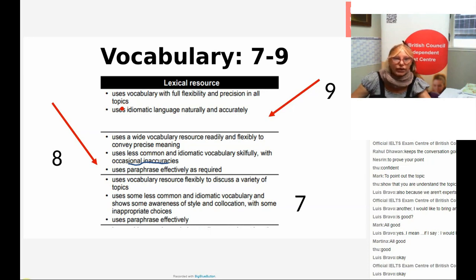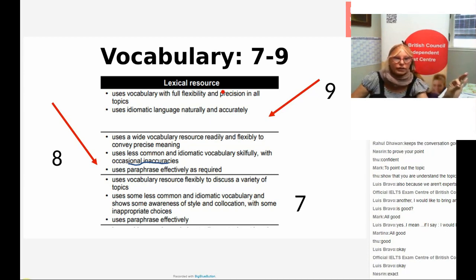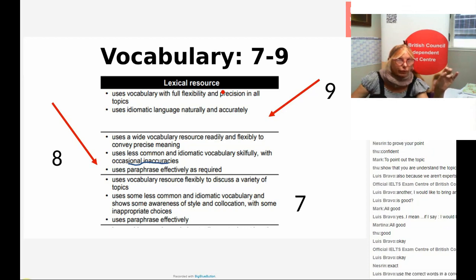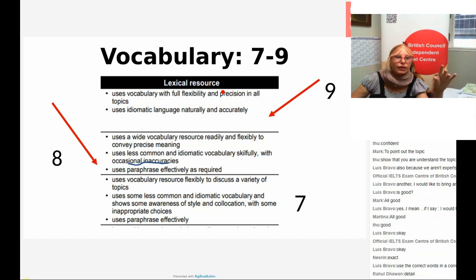So it shows that as you become more and more proficient and competent at using English, basically you are able to be completely flexible with your vocabulary, flexible and precise. What does precise mean? What do you think precise means? Exact. Okay. So how would you describe something, using the correct word at the correct moment.